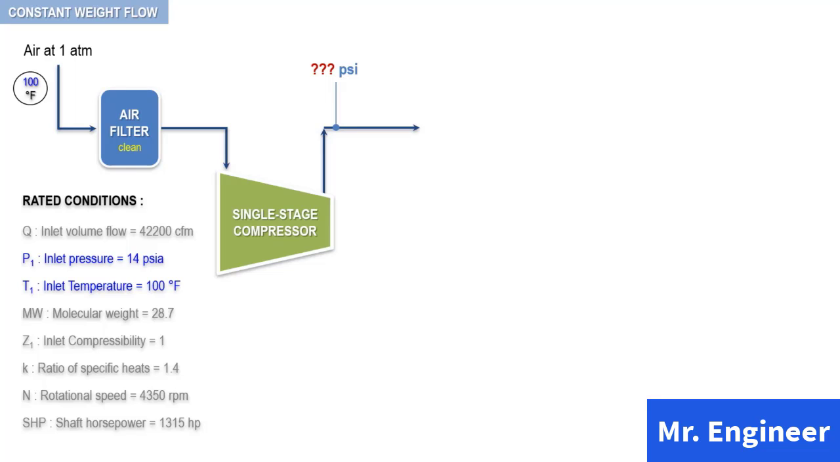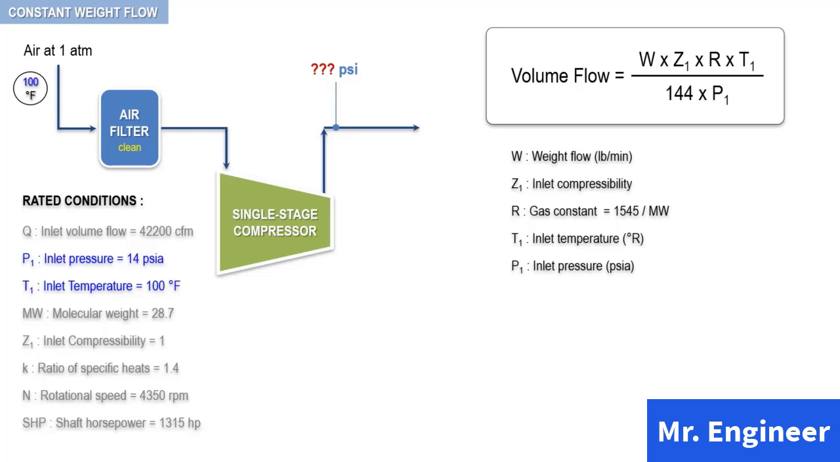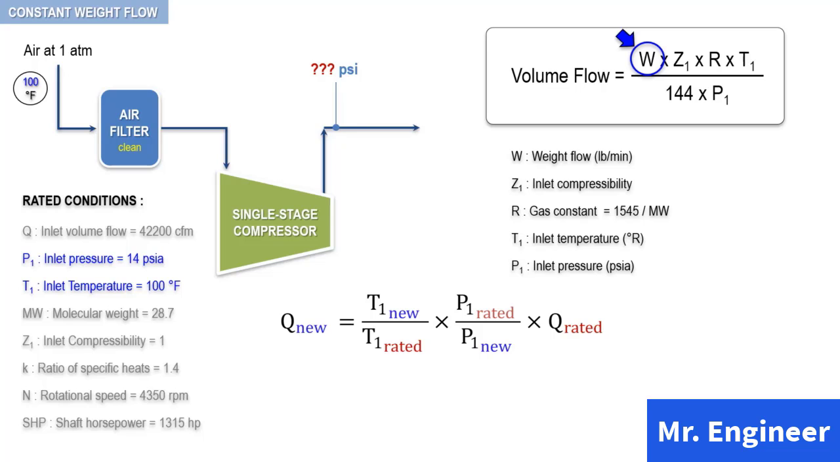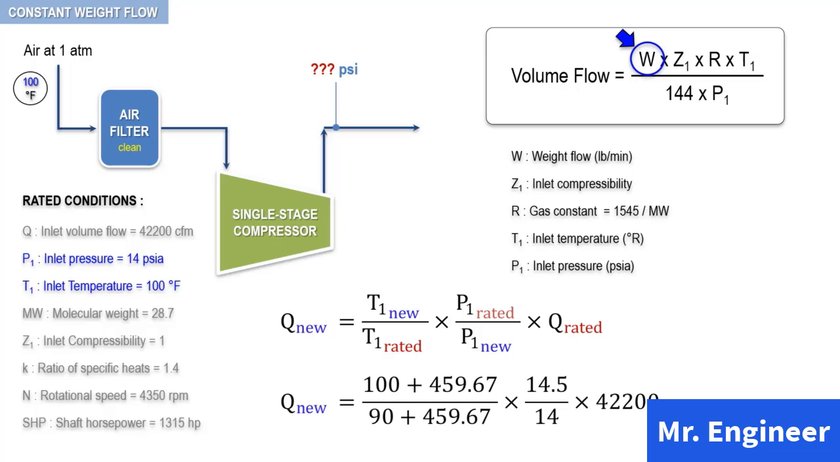The volume flow equation that you can see here implies that for a constant weight flow process, the inlet volume flow is directly proportional to the inlet temperature and inversely proportional to the inlet pressure. Therefore, we can write the following useful relationship. Now, substituting for the known value, we then have the following. So, the new inlet volume flow is equal to 44,500 cubic feet per minute.